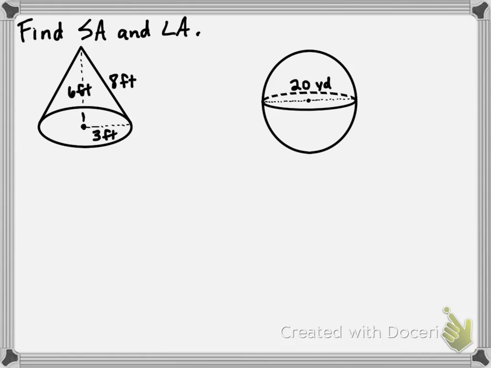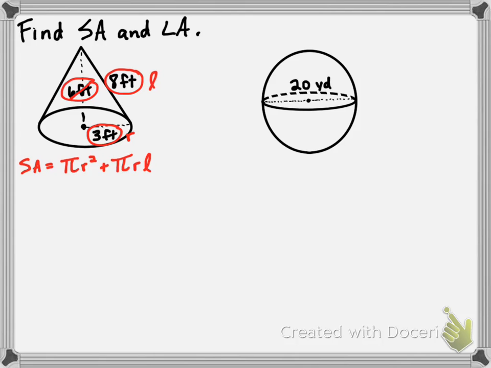Alright, so for the cone, I know my formula is pi r squared plus pi r L. So all I really need to know is the radius and the slant height. I've got this 3 feet. That's my radius because it's half the distance across my base. The 8 feet is my slant height because it's going up the side of the cone. What about the 6 feet? I don't need the 6 feet. It's irrelevant. It's not on the surface. So all I need is the 3 and the 8.